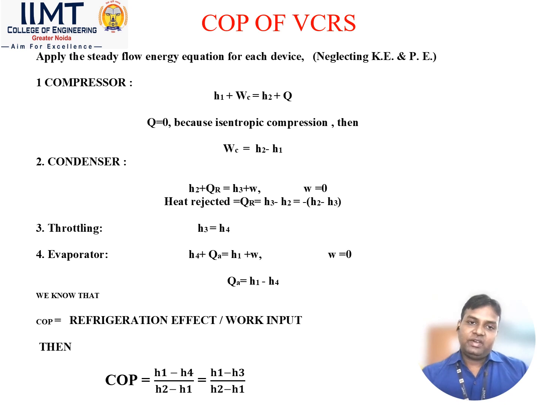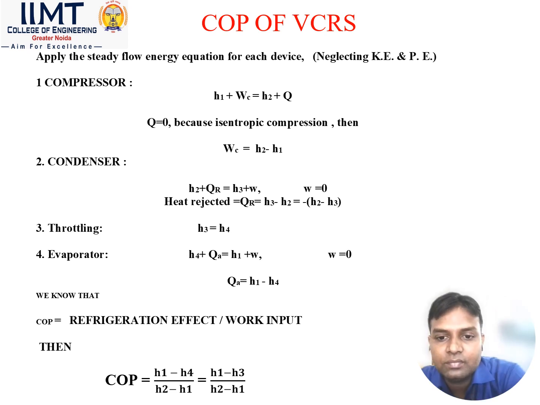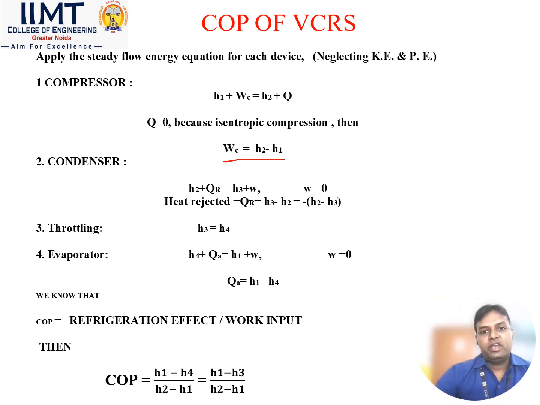The compressor is the process 1 to 2, where H1 is the inlet enthalpy for the compressor, and WC is the work input in the compressor, equal to H2, the outlet enthalpy of the compressor, plus Q, the heat generated in the compressor. But we take Q equal to 0 because of isentropic compression. In isentropic compression, heat generated is negligible, you can say. Then WC becomes H2 minus H1. So this is how we can calculate the work input in the compressor.